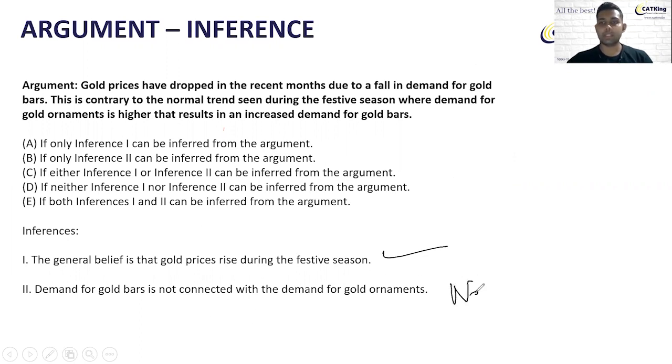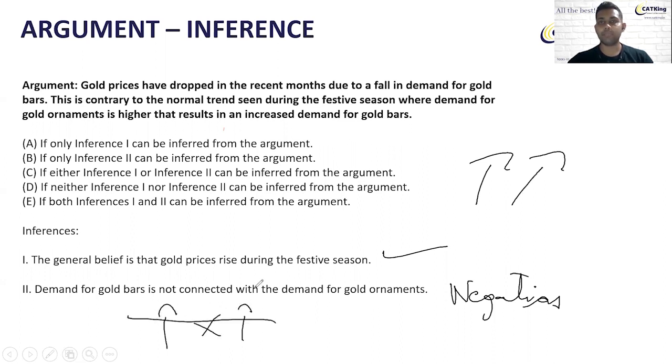Negation. This is a negation statement. Tip number 2. Never ever is an inference in negation to the argument. Why? Demand for ornaments is higher, resulting in higher demand for gold bar. That means ornament ka demand, gold bar ka demand. What is this saying? Demand for gold bar is not connected to ornament. Bhai ye toh negate kar raha hai na question ko.